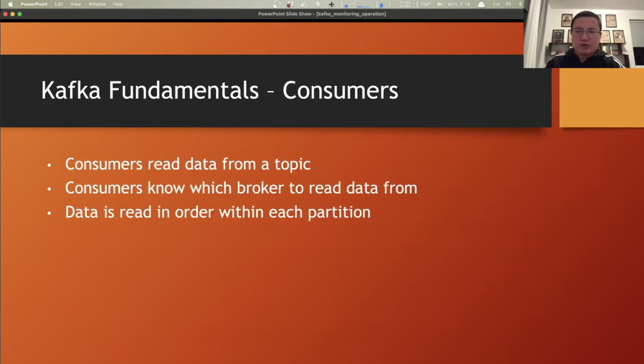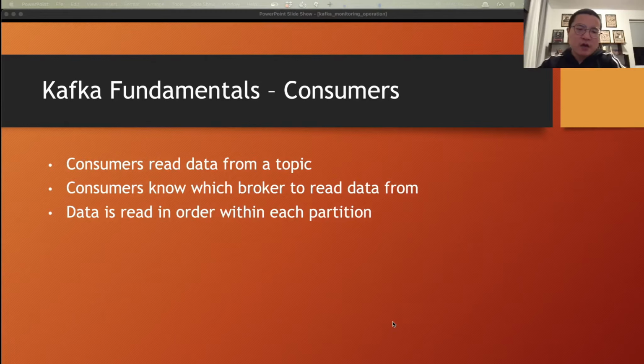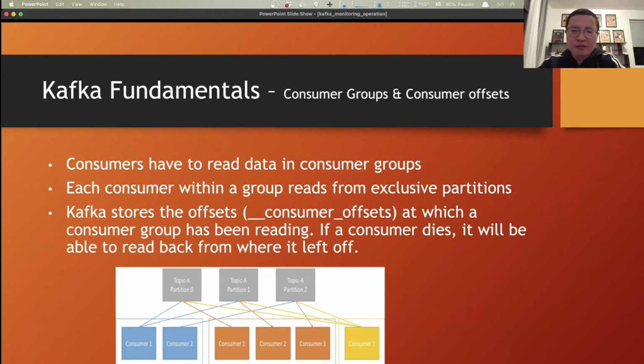Let's jump to the last one, consumers. Consumers read data from a topic, and similar to producers, consumers also know which broker and partition to read data from without any user's instructions. All right. When we talk about consumers, we have to talk about consumer groups and consumer offsets as well, because consumers have to read data in consumer groups, and each consumer within a group reads from exclusive partitions. These two items are quite important to remember.